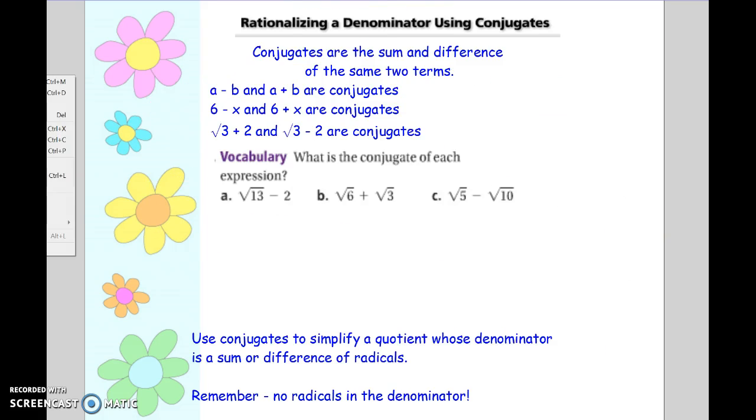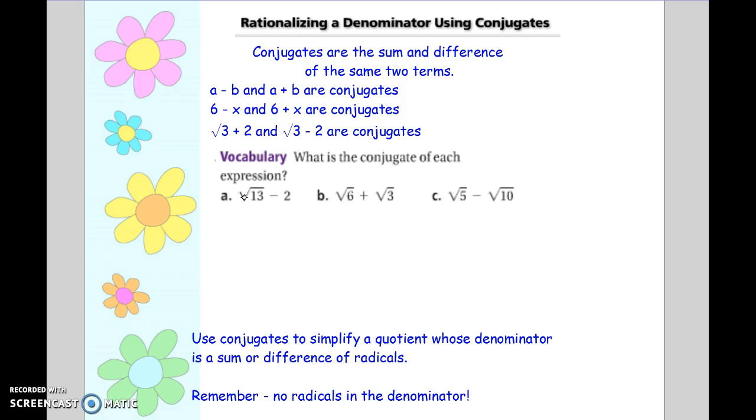The last concept when you are doing operations with radicals is when you have a radical on the bottom of a fraction. And you can't have a radical on the bottom of a fraction. It's not proper. So you have to do something called rationalizing the denominator. And so we've discussed already when you have a radical on the bottom that you multiply by that radical. But sometimes you're going to have a binomial with a radical on the bottom. And you can't just multiply by that radical, you have to multiply by something called the conjugate. The conjugate is exactly the same thing, but with the opposite sign.